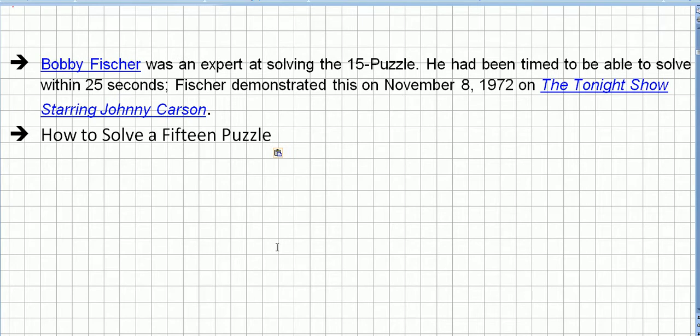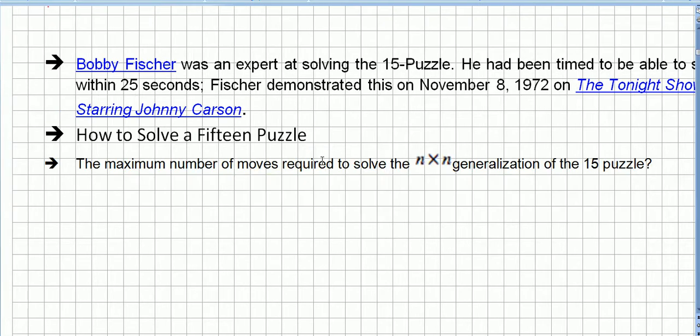I'm sure that if you get on YouTube and you search something like how to solve a 15 puzzle, you're going to get a lot of answers for this. Another very interesting question around this, but this is already a generalization, is what is the maximum number of moves required to solve the n by n generalization of the 15 puzzle? Well, we are going to get into a sequence, so if you go to Sloane's Encyclopedia of Sequences, it will be there.